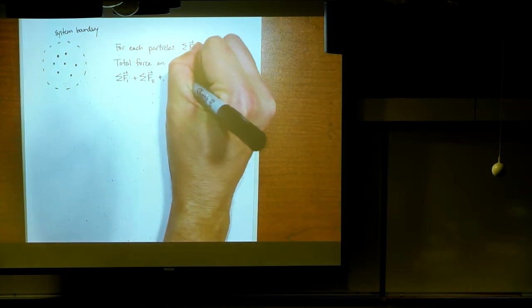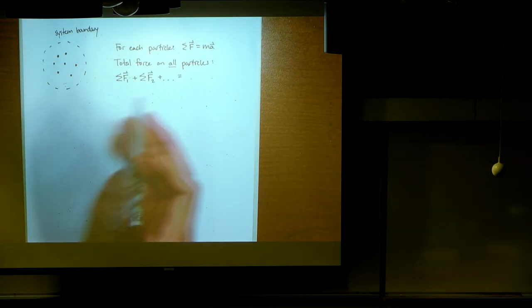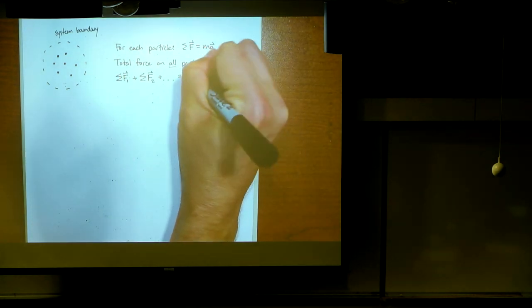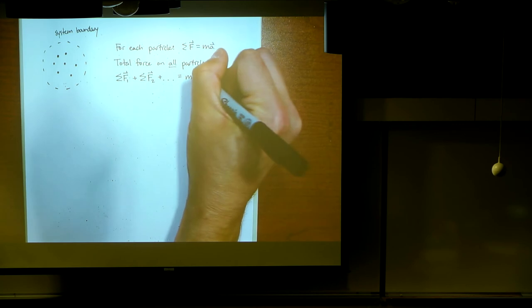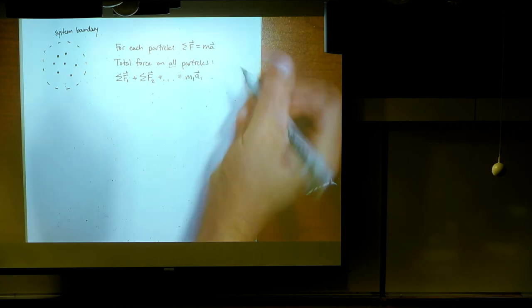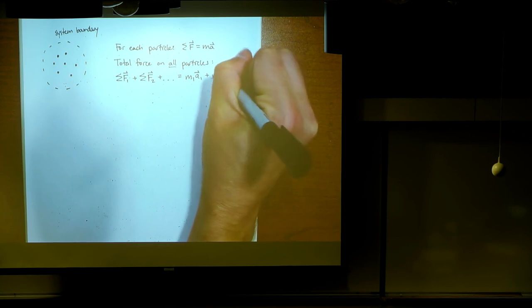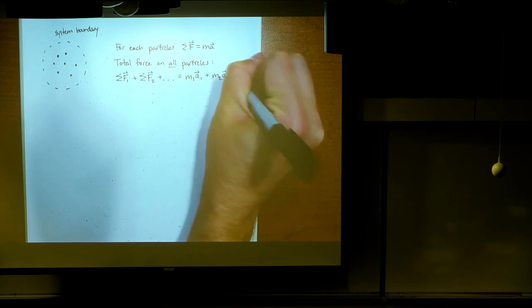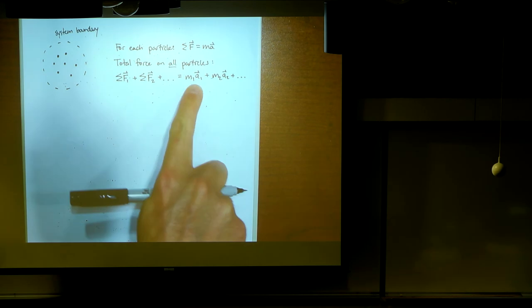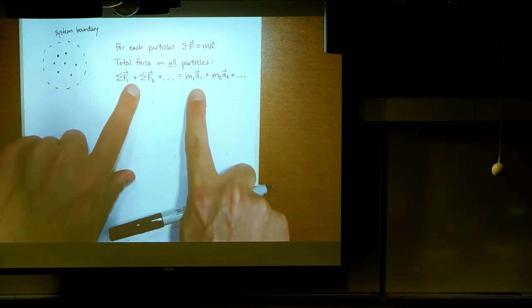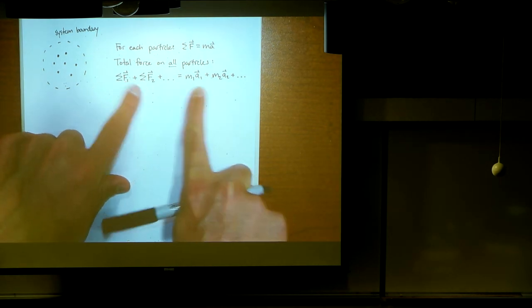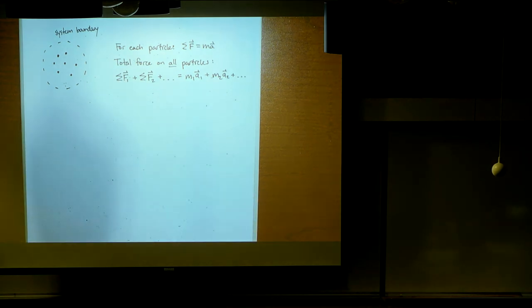And what does that equal? Well, for particle one, this term is the mass, which I'll call m1, times the acceleration, which I'll call a1. Okay, for particle two, it's m2 times a2. And then dot, dot, dot, right? So F equals MA holds true for each one individually, but when we add them together, we get kind of a giant sum on each side, okay?